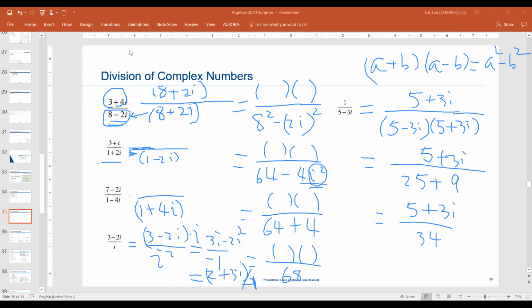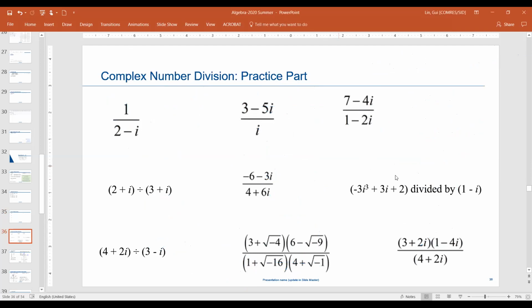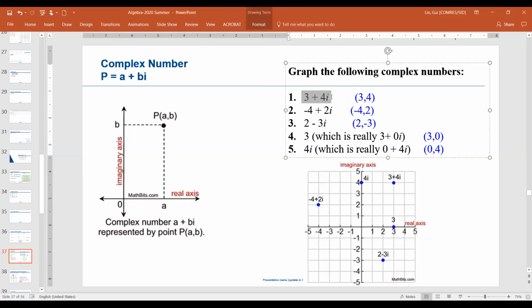Next one. What should we do next? I gave some additional information here to let you practice complex calculation, especially division. And after that, we know how to graph a complex number. Complex numbers, like these expressions, are similar to when we do the XY plane at 3 and 4. So you can find the dot.